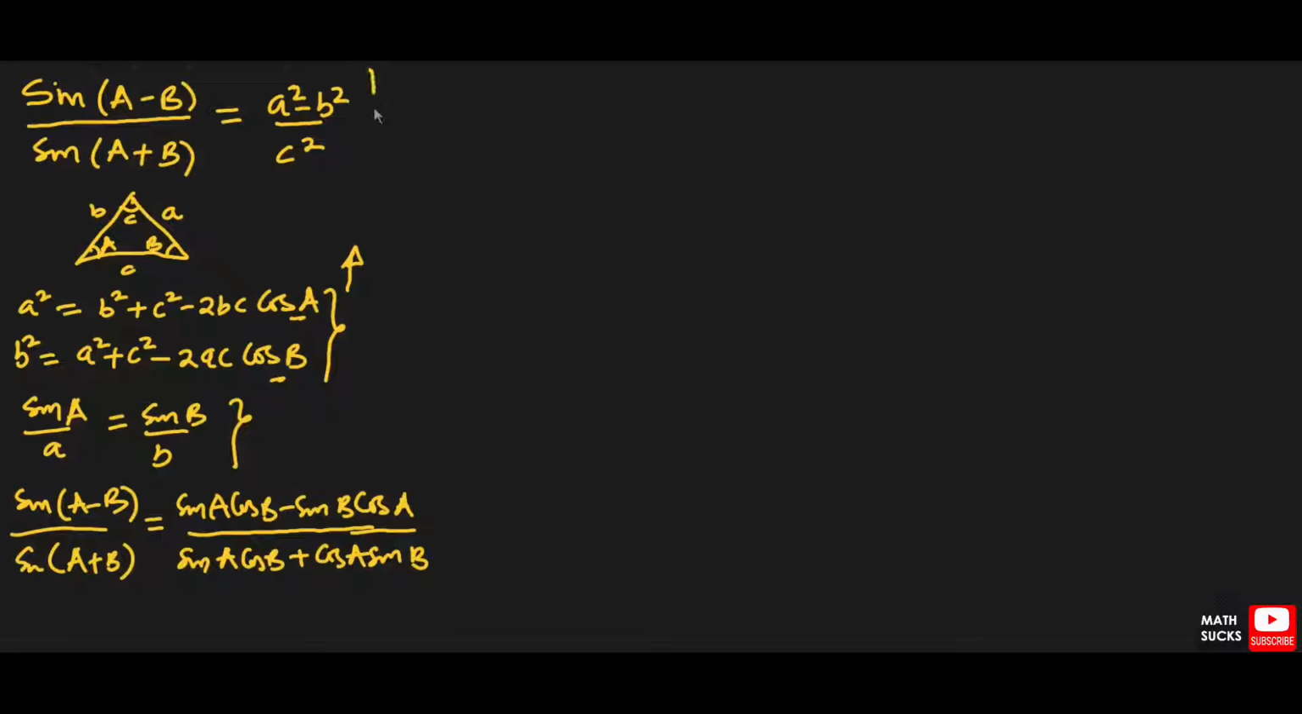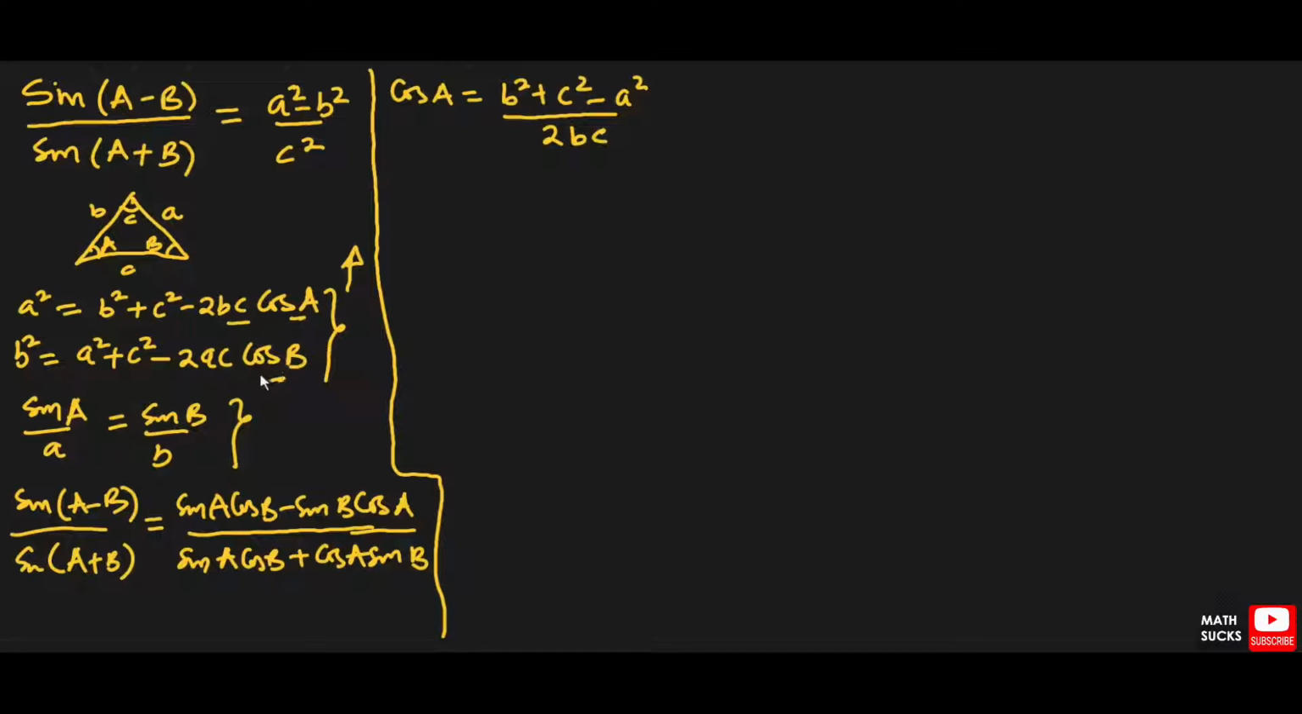Now from here we can go up and try to make cos A the subject. I'm just going to rearrange these two equations to get cos A and cos B. To get cos A, I'm going to take this term to the other side and divide by 2bc. So that means I have b squared plus c squared minus a squared, divided by 2bc.